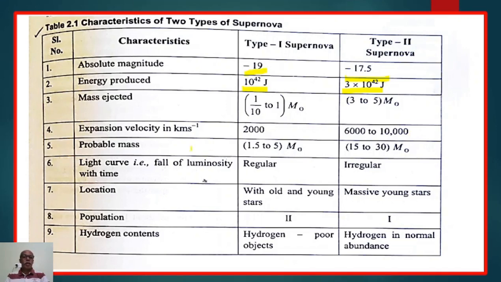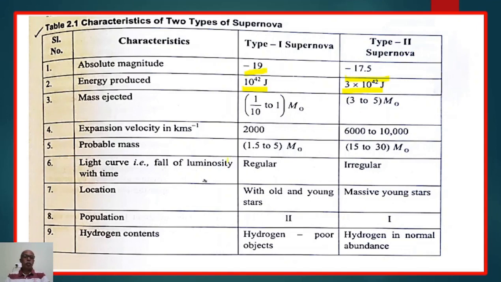The probable mass of a type 1 supernova progenitor is 1.5 to 5 times the solar mass. If the mass of the star is 1.5 to 5 times the solar mass, then it will end its life as a type 1 supernova. And if the mass of the star is 15 to 30 times the solar mass, then its life will end as a type 2 supernova.